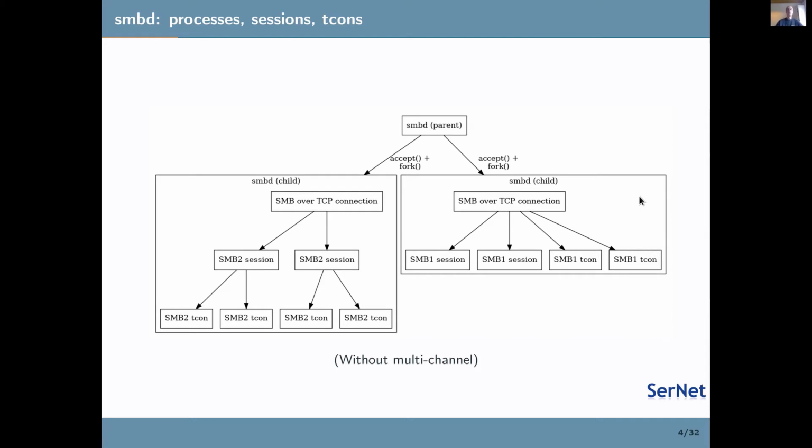What I'm trying to show here is that for SMB1, this is a bit different. The multiplexing for SMB1 is done differently. You can also have different sessions in this process on one TCP connection, but the tree connects are not hanging off the sessions. They are in the process in the child, and the sessions are multiplexed across the connection. An SMB1 request contains a tree connect ID and a session ID. So this is done differently, and this can be confusing when you start looking at the code.